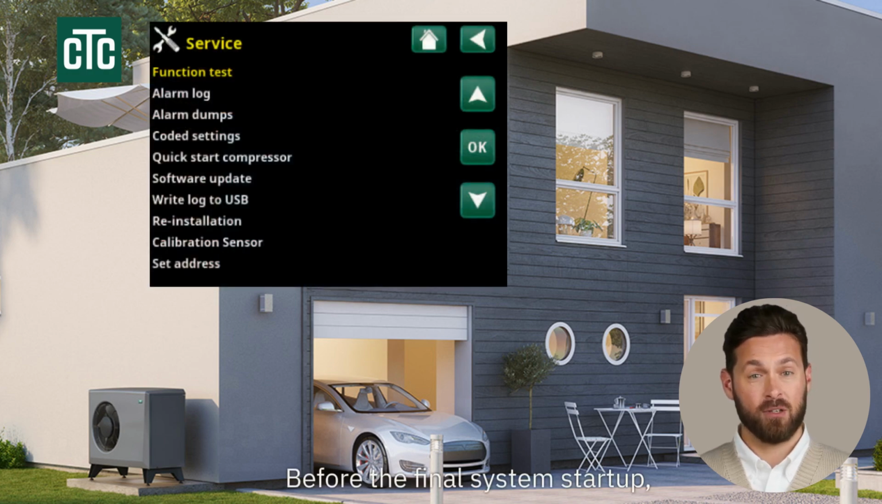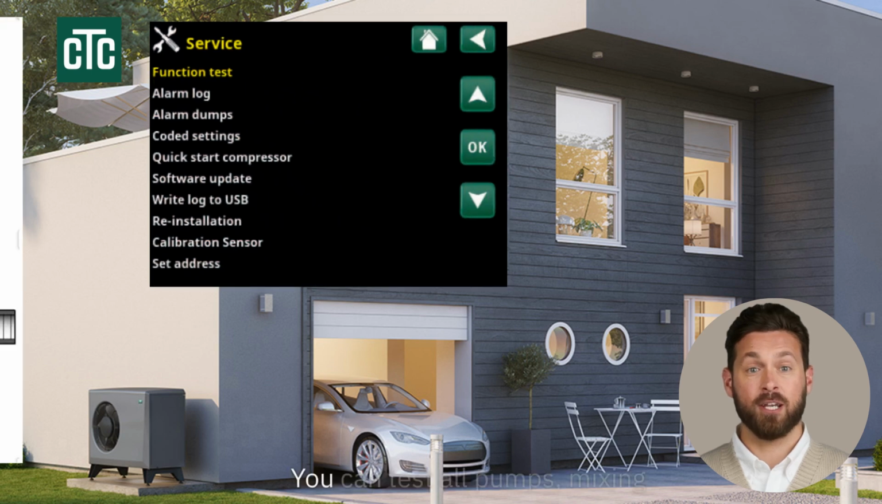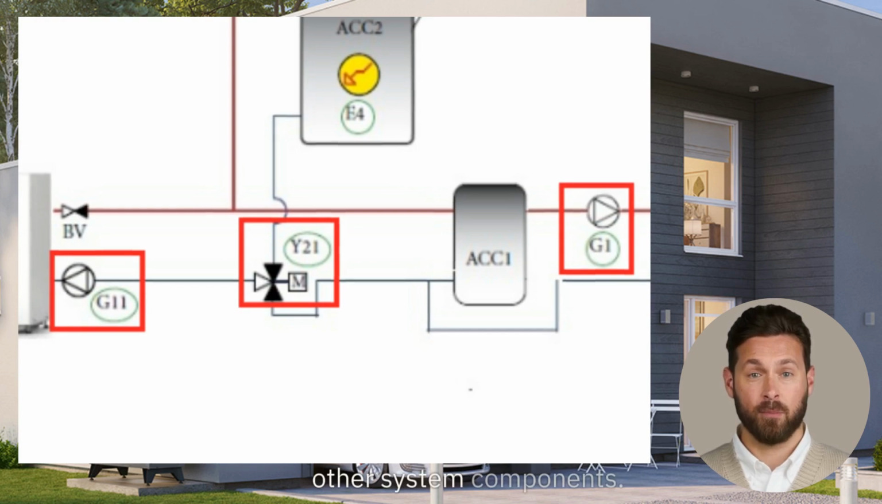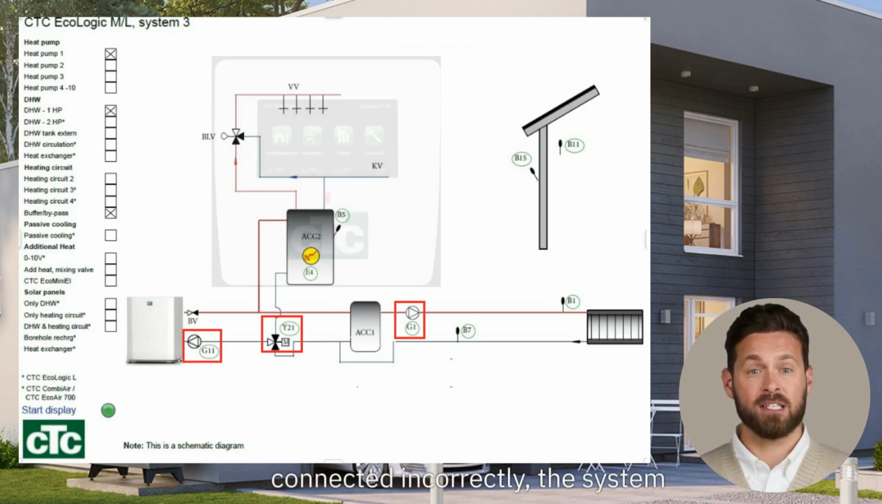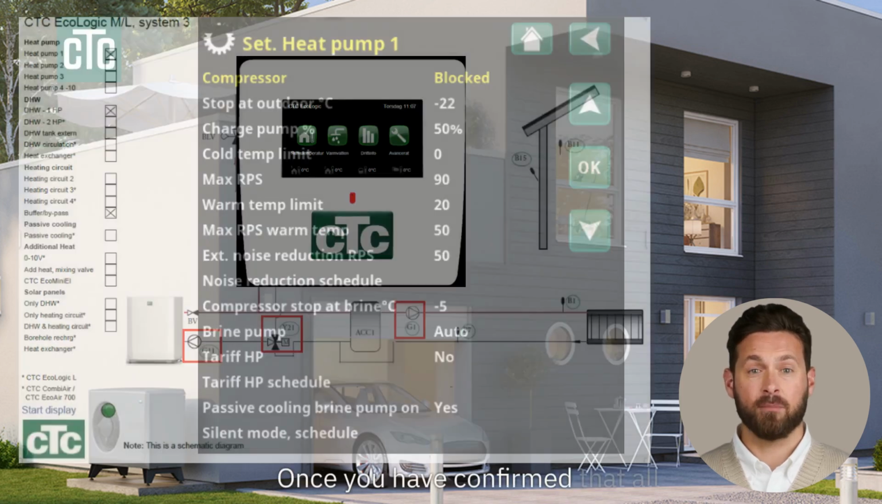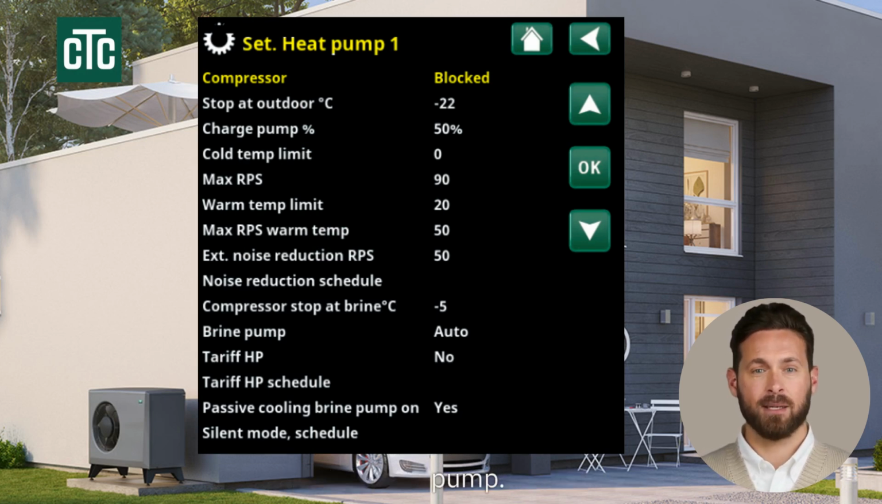Before the final system startup, check the functionality of all components using the Function Test feature in the Service section. You can test all pumps, mixing valves, diverter valves, and all other system components. If any of the required temperature sensors are not connected or are connected incorrectly, the system will trigger an alarm using the LED indicator located at the bottom of the display. Once you've confirmed that all components are working properly, unblock the compressor in Settings section for the heat pump.